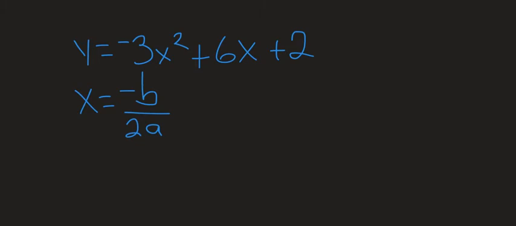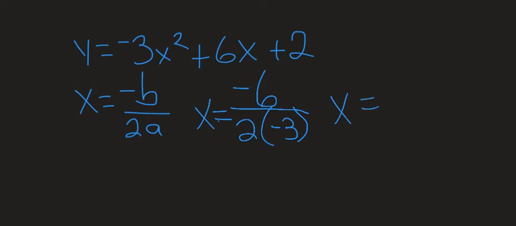So we're going to take the values out of our quadratic. We've got negative b. Well, b is 6, so that means negative b is negative 6 over 2 times a. Well, a is negative 3. So this is x equals negative 6 divided by negative 6. So our x is equal to 1. That is our axis of symmetry, x equals 1.